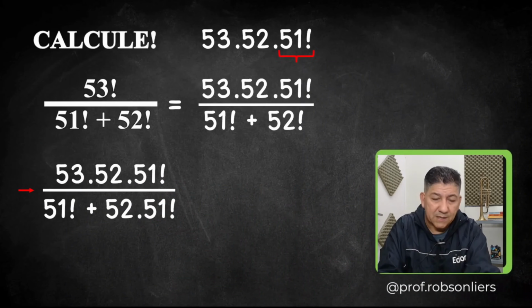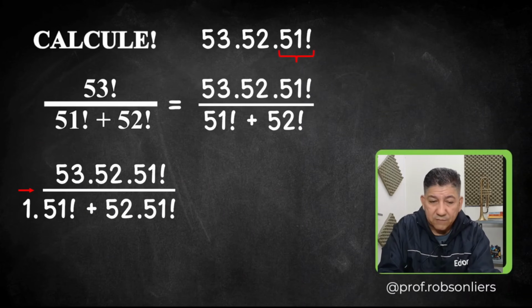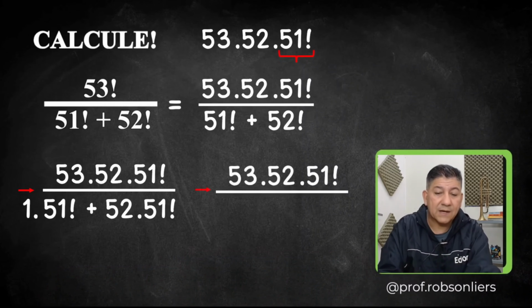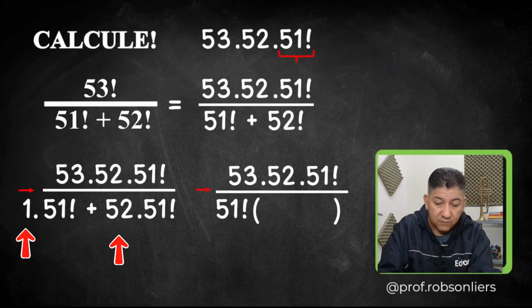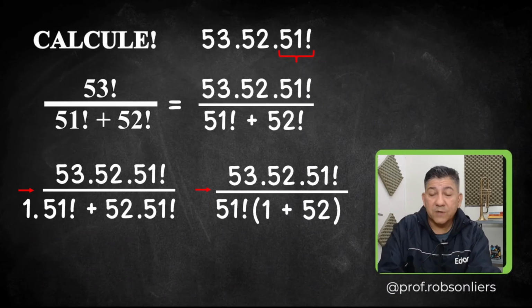Isn't 51 factorial the same as 1 times 51 factorial? So, I'm going to take out this 51 factorial from these two terms in the sum. I'll factor it out. I'll repeat from above. I'll factor out the 51 factorial. And what was left inside the parentheses there? What's left is what remained. We took out the 51 factorial, so it's 1 plus 52. But what do you mean, Professor? It's factoring out the common factor.